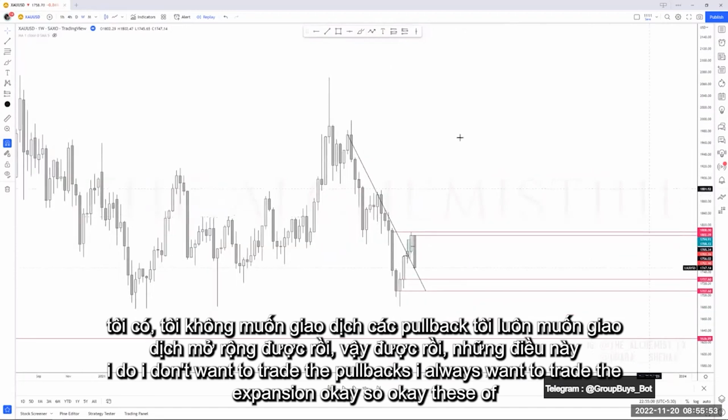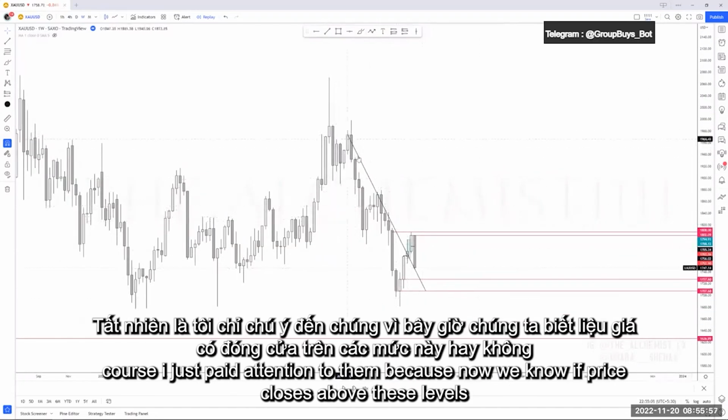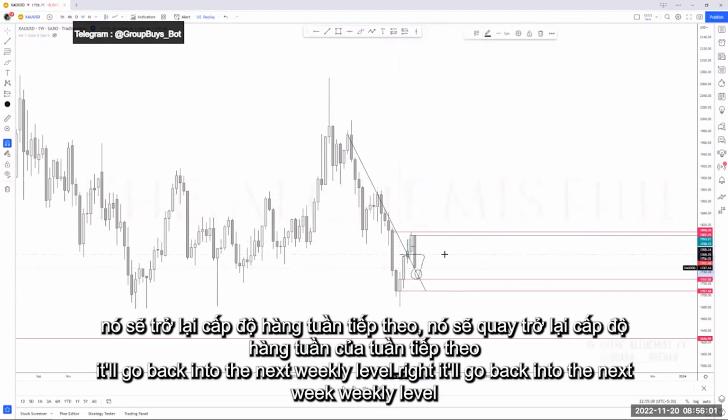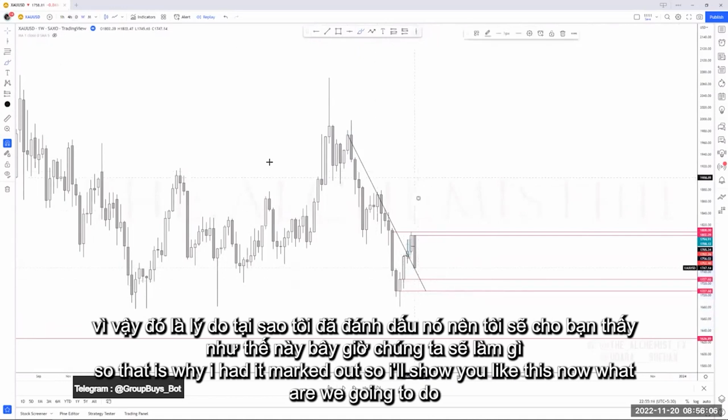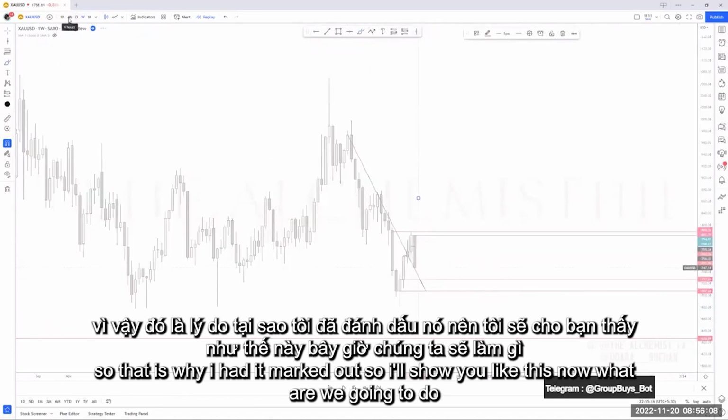I don't want to trade the pullbacks. I always want to trade the expansion. Okay, so these, of course, I just paid attention to them because now we know if price closes above these levels, it will go back into the next weekly level, right? It will go back into the next weekly level. So that is why I had it marked out. So I'll show you like this.